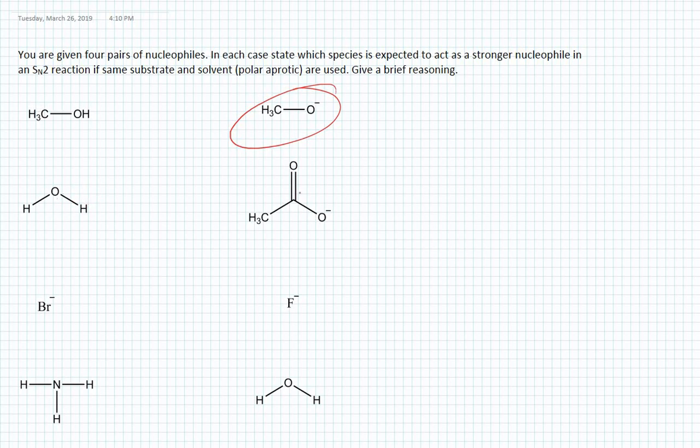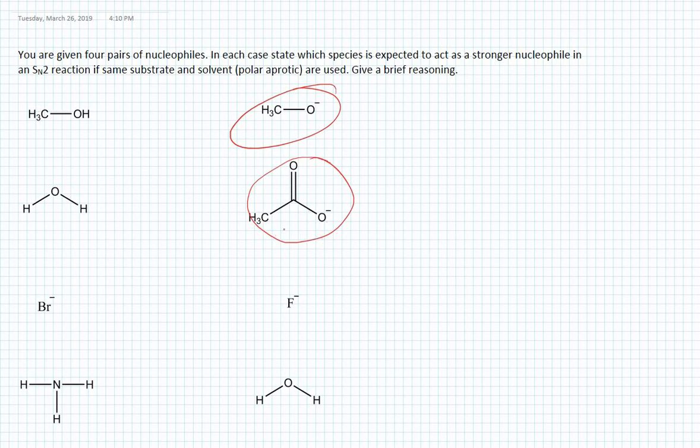Okay, let's look at the second one. We have water here as the first molecule, and the second molecule is acetate anion. If you look at it, you will be easily able to decide acetate anion will be a better nucleophile, a stronger nucleophile, because it's negatively charged, and water is neutral. So let's circle this one. It's going to be a better nucleophile.